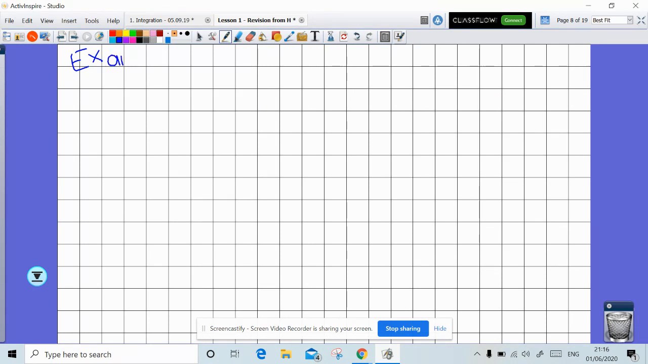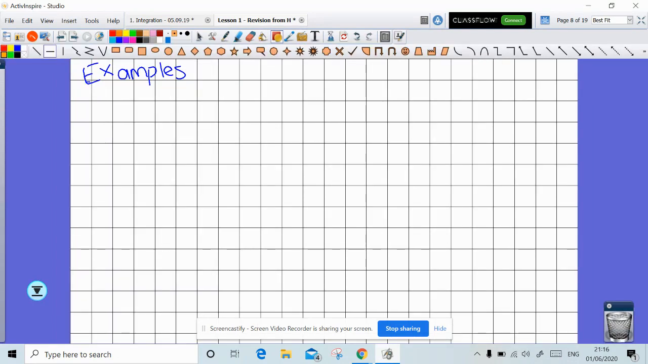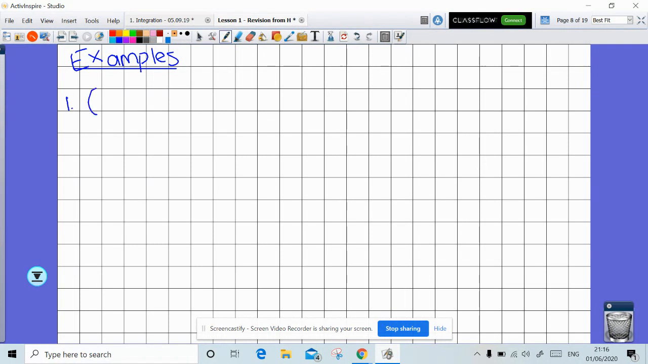So if you write in examples, one A, I want you to work out the integral of e to the power of 2x dx.